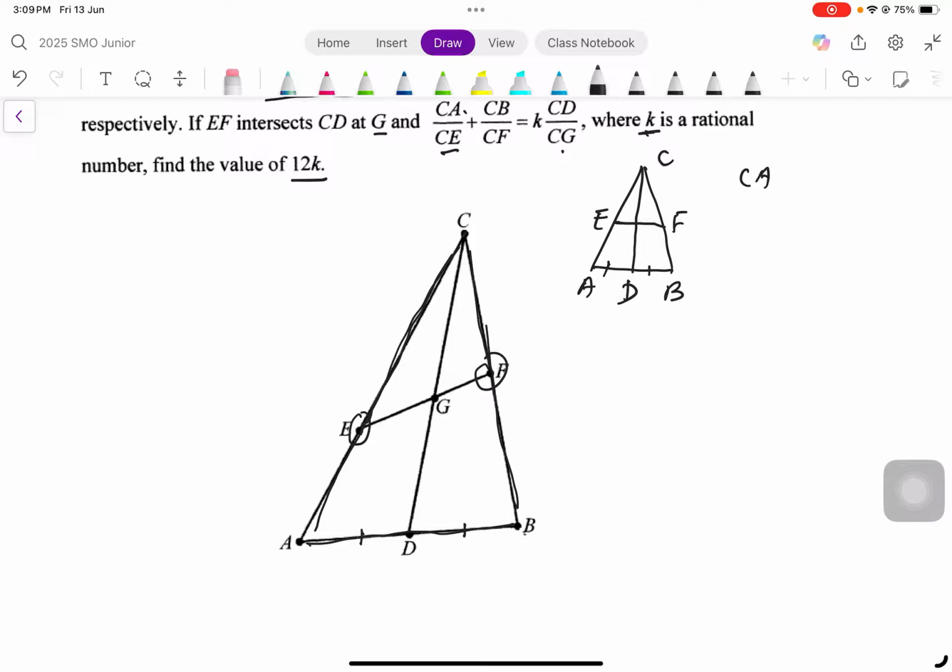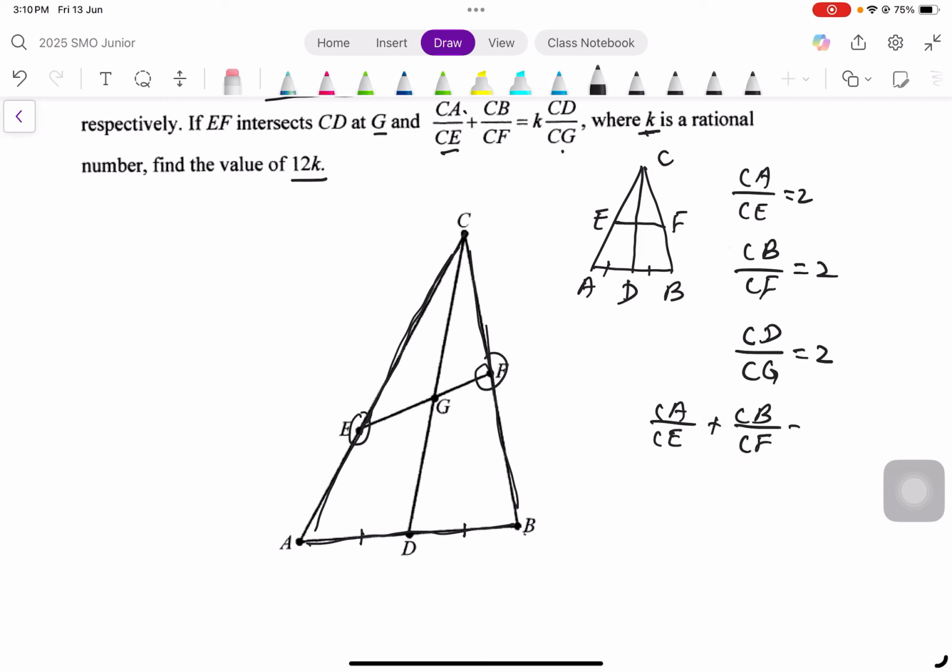If E and F are the midpoints of AC and BC respectively, then CA over CE is just equal to 2, and CB over CF is also equal to 2. Then CD to CG is also equal to 2. So 2 plus 2 equals K times 2, therefore K is actually 2.